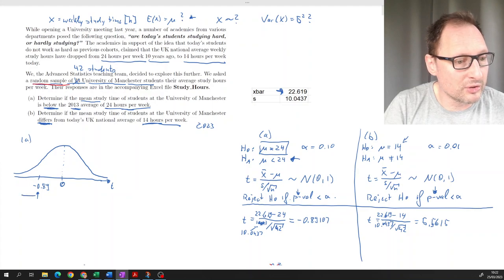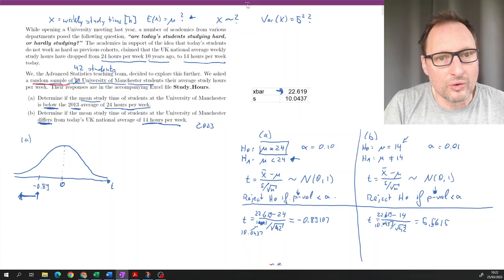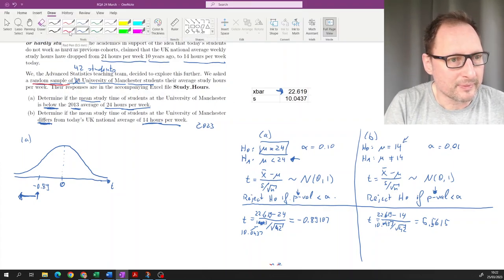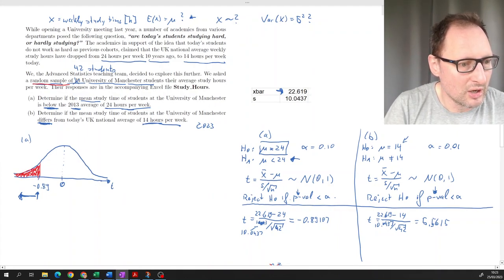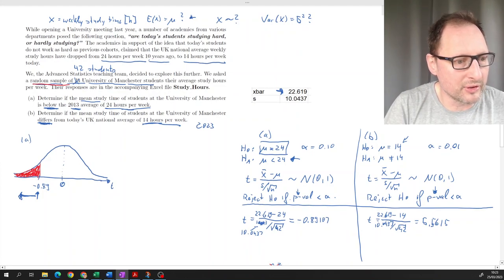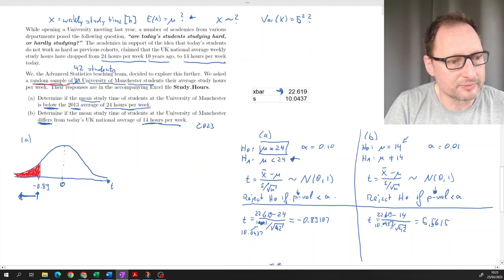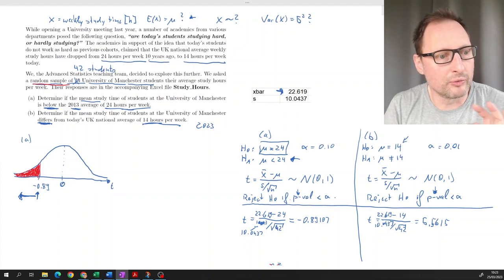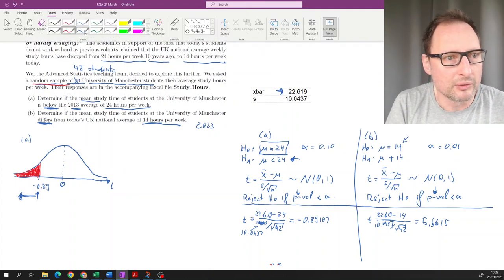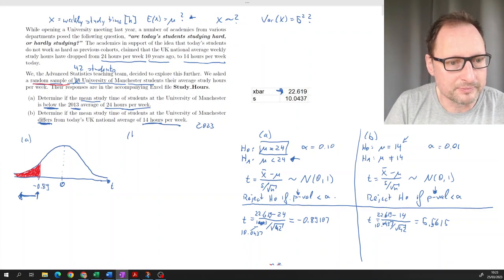So we are looking at values as we got this one, or more extreme, that means to the left here. The probability of getting these values is described by this area. Okay, that red area, this is the probability that we get a sample statistic as we did, or more extreme, if the null hypothesis was true. So this is what we need. And we will be able to read that from the standard normal table. And we'll do that in a moment. But before we go to the table, we'll do the same thinking for part B.